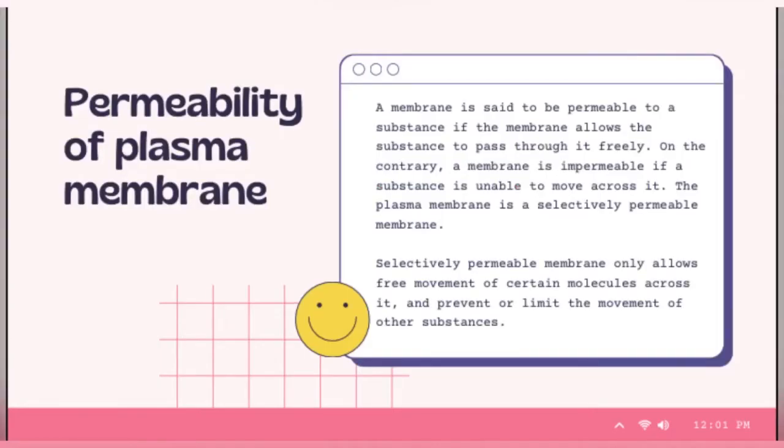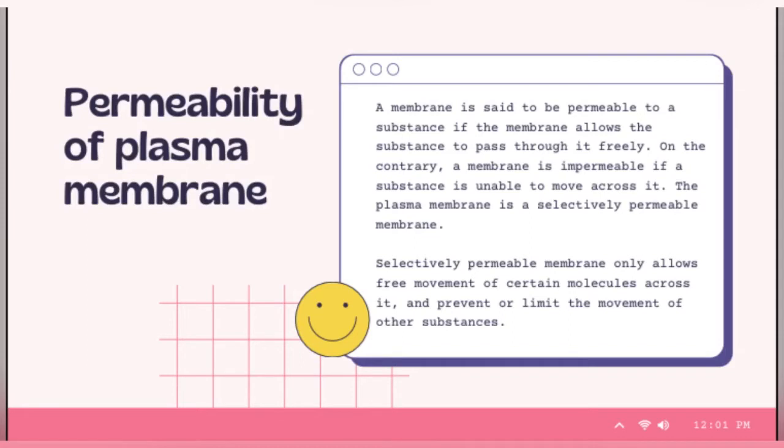Okay, so the plasma membrane is both permeable and impermeable. A membrane is said to be permeable to a substance if the membrane allows the substance to pass through it freely. Then it will become impermeable if a substance is unable to move across it. Then it proves that the plasma membrane is a selectively permeable membrane.